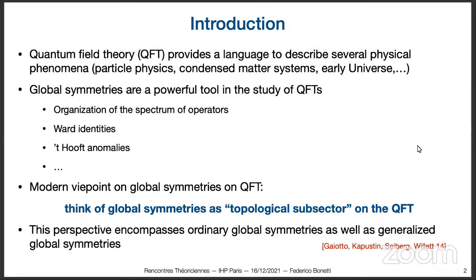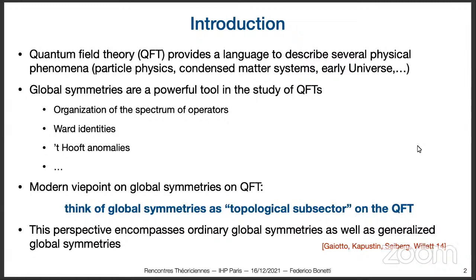So all of these considerations date back, of course, a long time ago. What has been somehow revisited in more recent years is a vast generalization of what we should mean by the global symmetry. And in particular, the picture that has emerged over the past few years seems to hint that a fruitful way to think about the global symmetries of a given QFT is, in a sense, to think of them as a topological subsector of sorts.